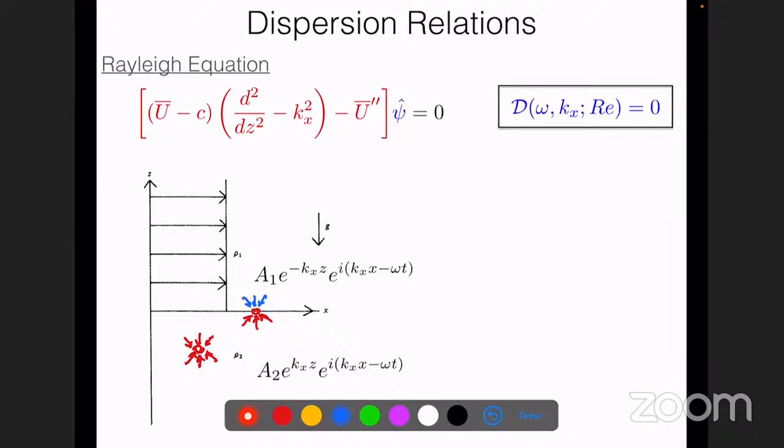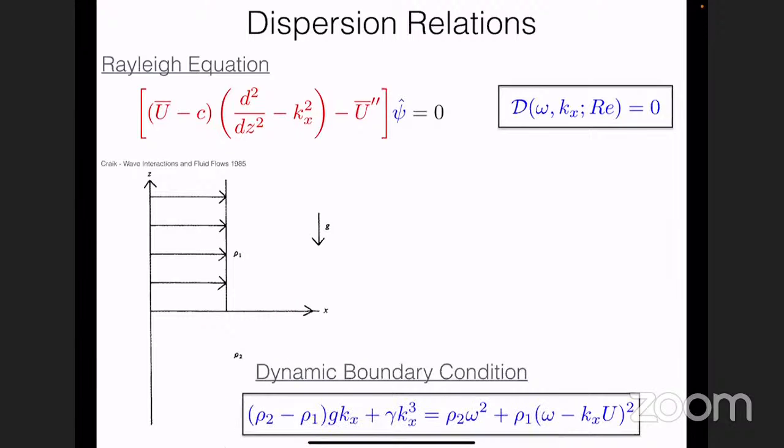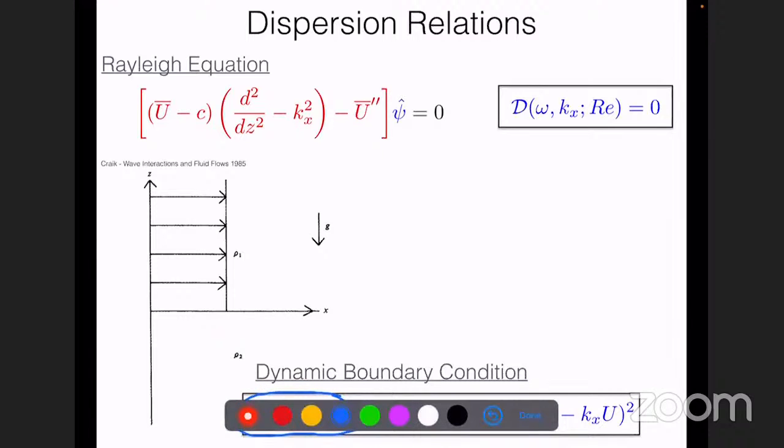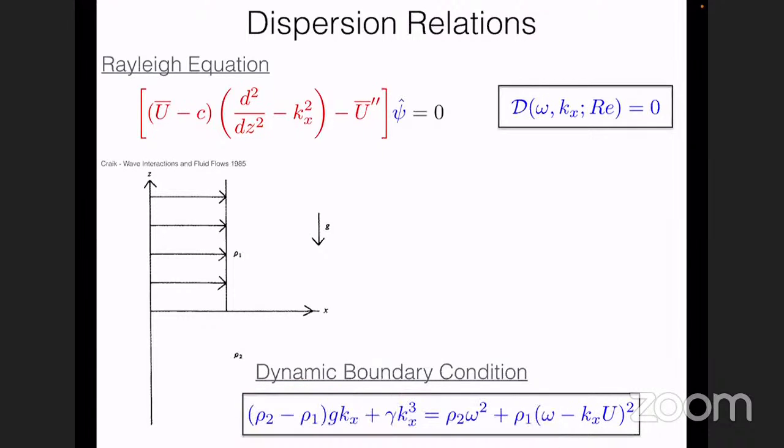So now, because of surface tension, you are allowed to have a jump in the normal stress. And in this case, the normal stress is precisely pressure. Which then gives us our dispersion relation. The dispersion relation involves the speed with which the top fluid is moving. It has the density of both the layers. It obviously has the wave number. There is a term of gravitational origin, there is a term of surface tension origin, and then you have the frequency terms on the right-hand side.